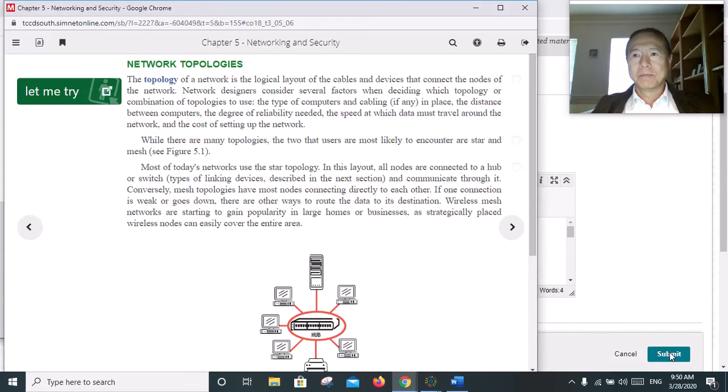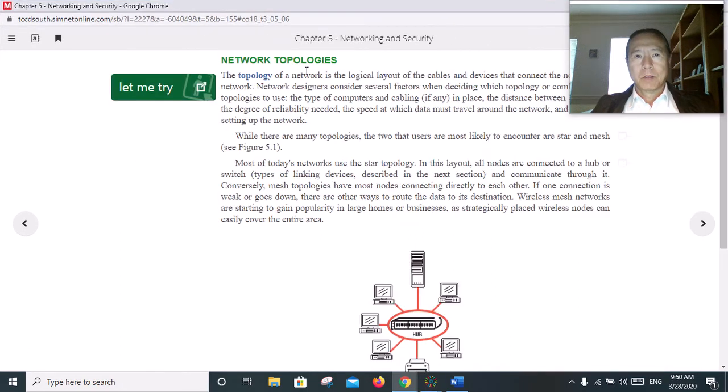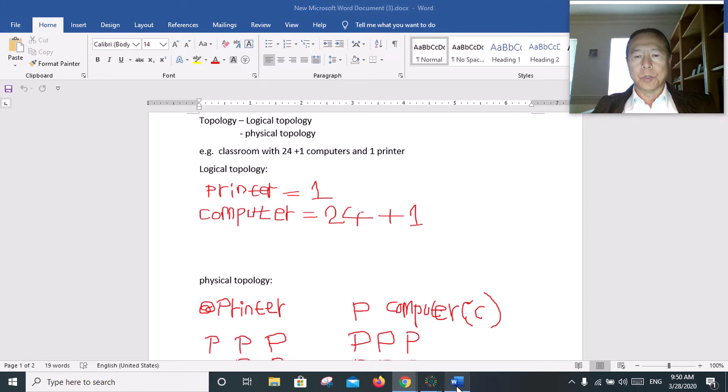Hello, we're going to start this class talking about network topology. So you see here, network topologies. There are two different types of network topologies here. I'm going to show it to you here. That's your two types of topology: logical topology and physical topology.